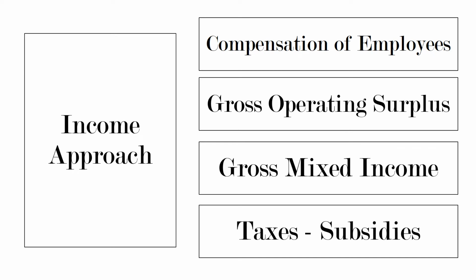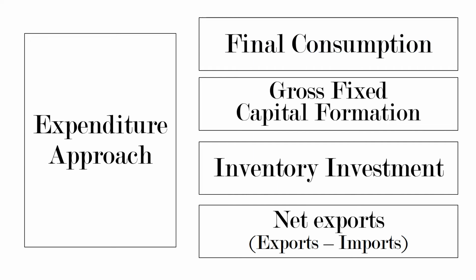Okay, second, the income approach. It sums up total incomes in that economy to estimate GDP. It is broken down into four groups: compensation of employees, gross operating surplus, gross mixed income, and taxes minus subsidies. And third, the expenditure approach. It also has four groups: final consumption, gross fixed capital formation, inventory investment, and net exports, which is exports minus imports.